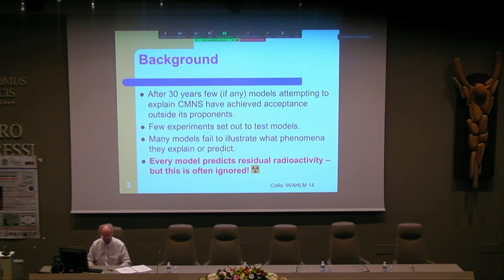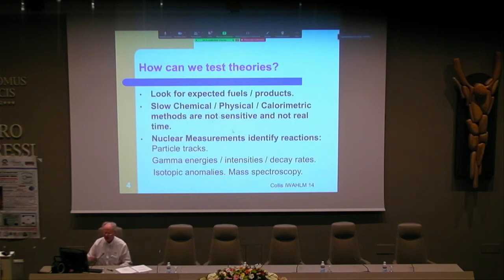That's not to say that the author of these models predicts it, but if you read the basic physics of their model, they do predict it. So how do we go about testing theories? We can look for expected fuels and products, and helium-4, of course, is a fairly ubiquitous product from any class of nuclear reaction, including fission of uranium and including fusion of deuterons.